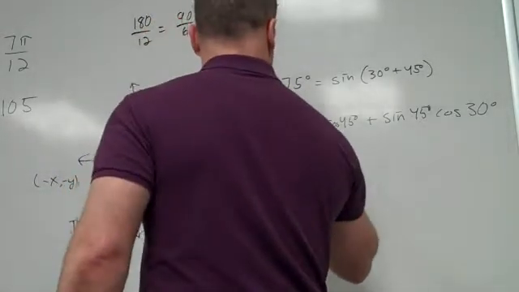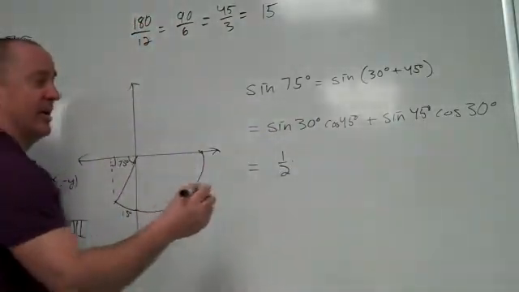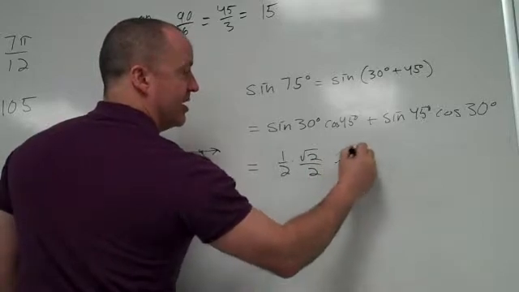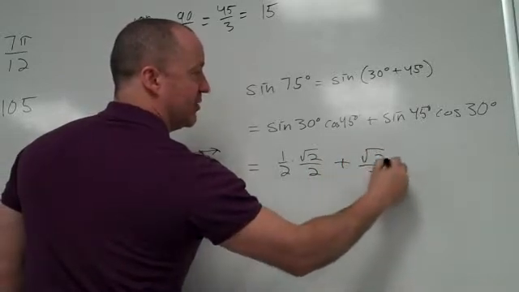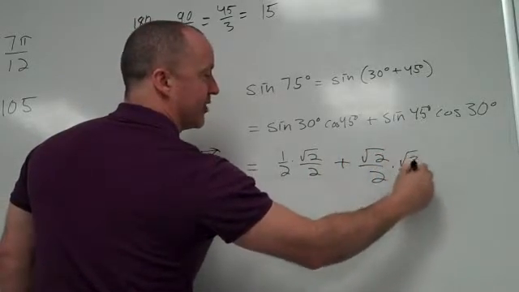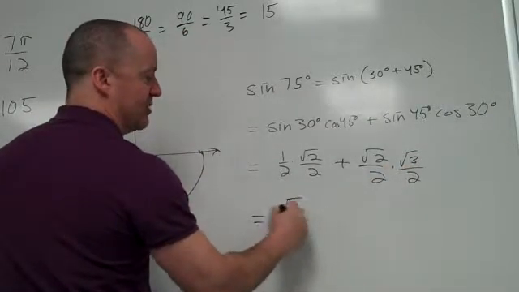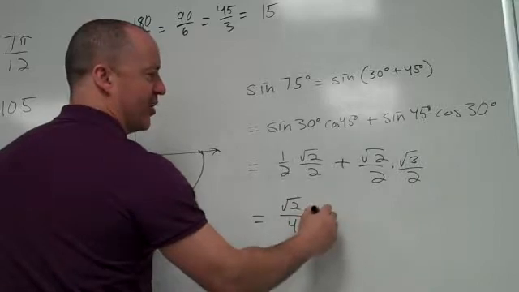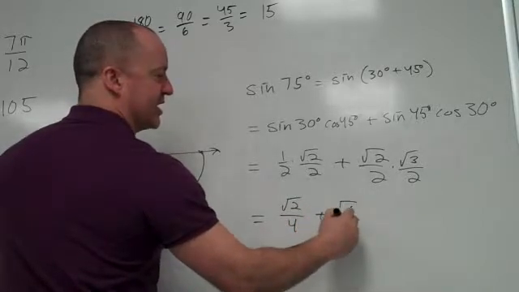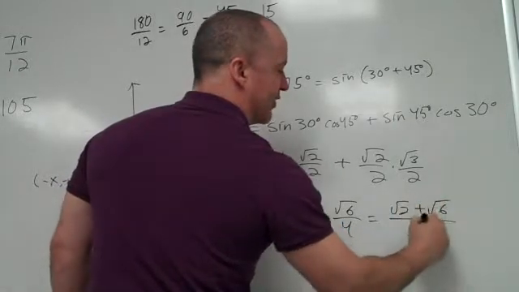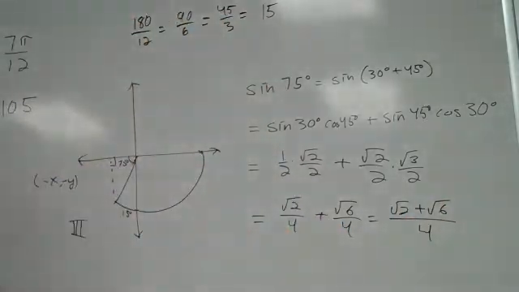this is 1/2. Well, you have your cheat sheet for these if you know how to read it. Times square root of 2 over 2 plus square root of 2 over 2 times root 3 over 2, which is square root of 2 over 4 plus square root of 6 over 4. So it's square root of 2 plus square root of 6 over 4. Now, if we were just being asked to find the sine of 75 degrees, we'd be done.